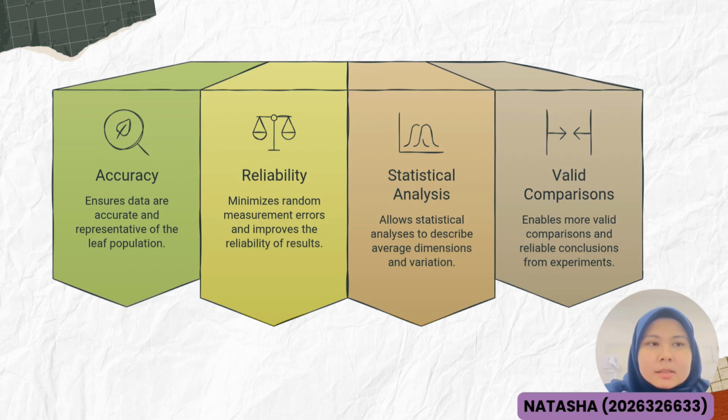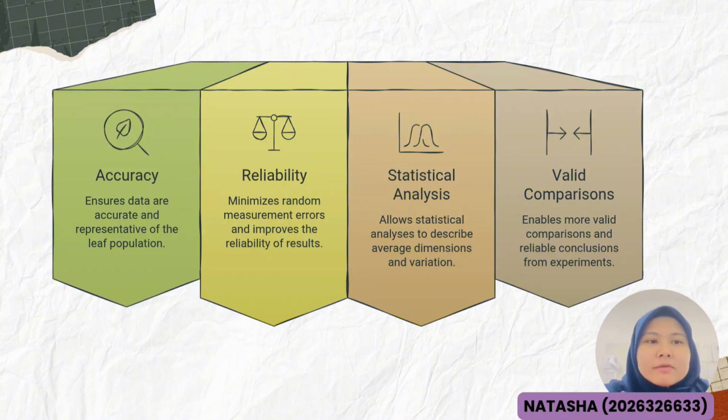Next slide is practical 1, question 3. Why is it necessary to have different sets of measurement for the measurement of leaf width and length? Different sets of measurement are necessary to ensure that the data collected are accurate, reliable, and representative of the leaf population. Individual leaves naturally vary in length and width due to factors such as age, position on the plant, exposure to sunlight, and the availability of water and nutrients.